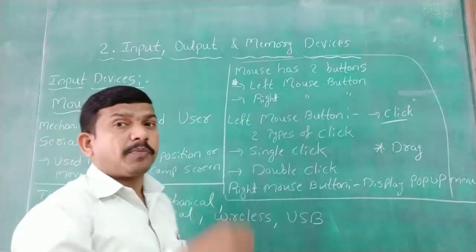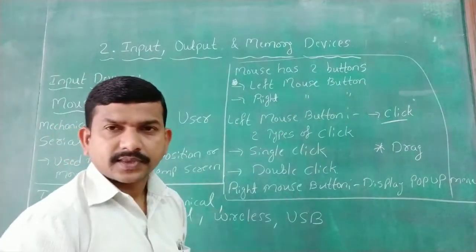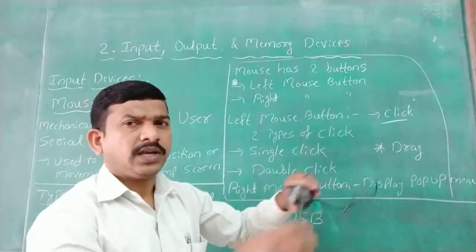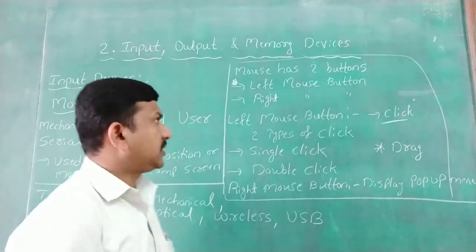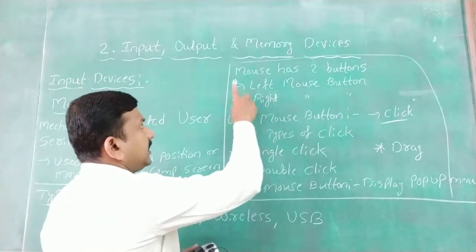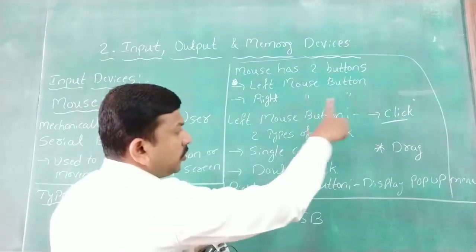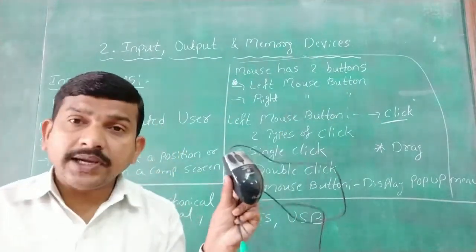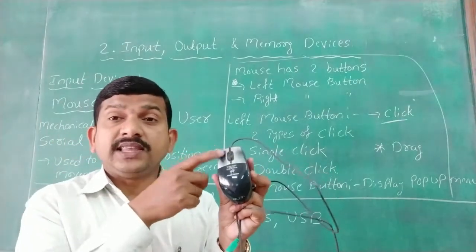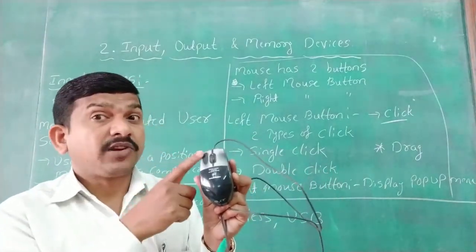Drag and drop. Drag means pulling, drop means throwing down. So drag and drop means what? Press, select, press and move, release. So all actions can be done with the help of this button, that is the left mouse button.